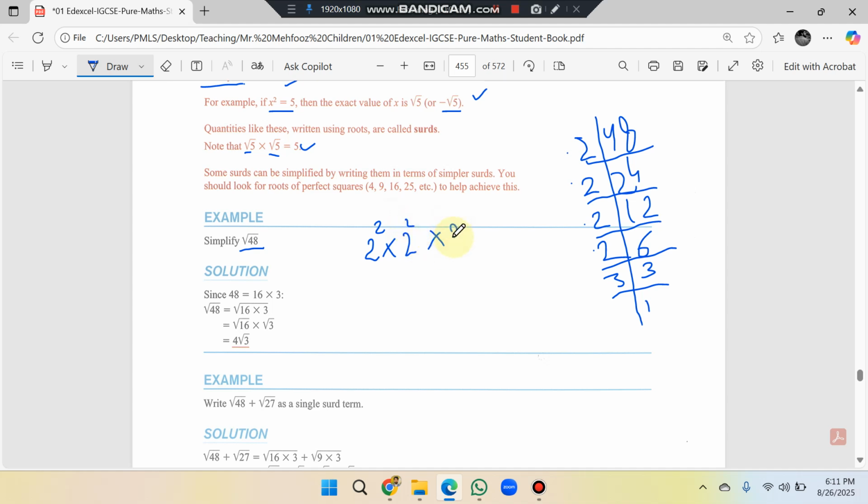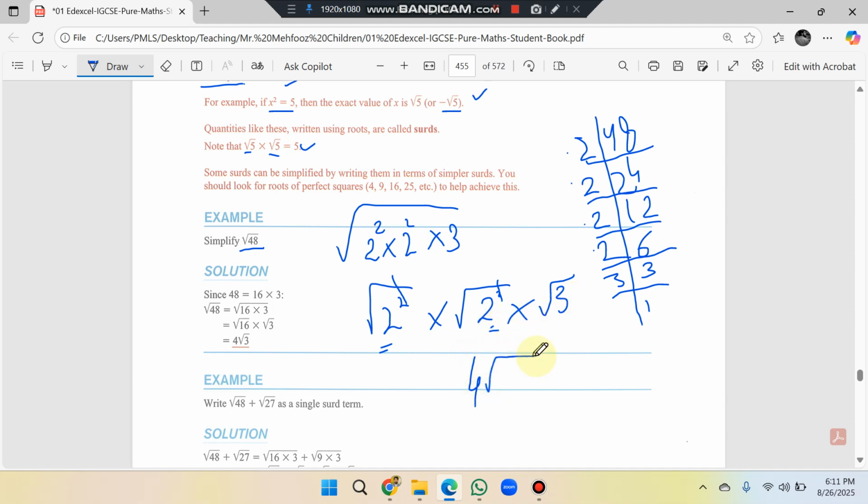multiplied by 3, right? After that, here the terms are multiplied inside the square root symbol, so we can separate it. It will become square root of 2 squared multiplied by square root of 2 squared multiplied by square root of 3. Okay, so this square root is cancelled out by this square, and this square root is cancelled out by this square. It will become 2 multiplied by 2 multiplied by square root of 3. That can be written as 4 square root of 3.